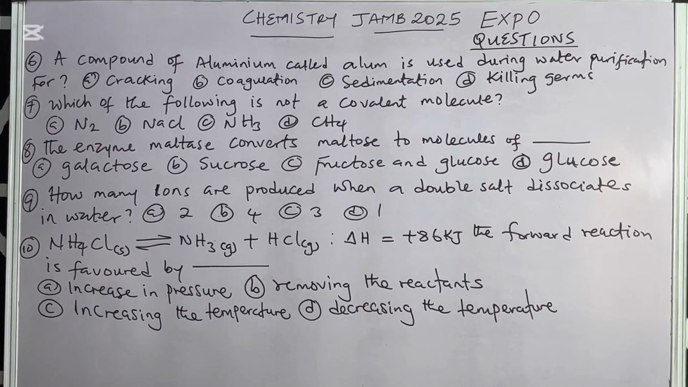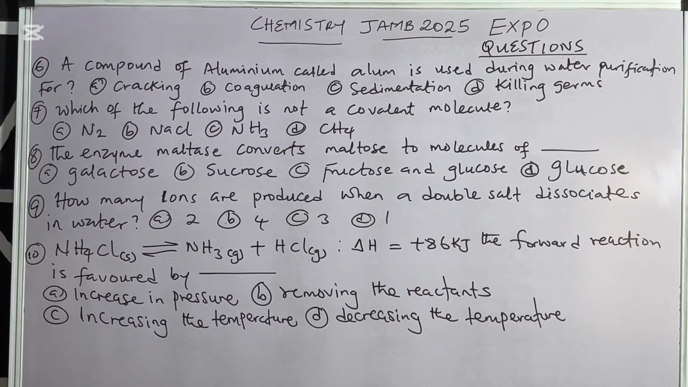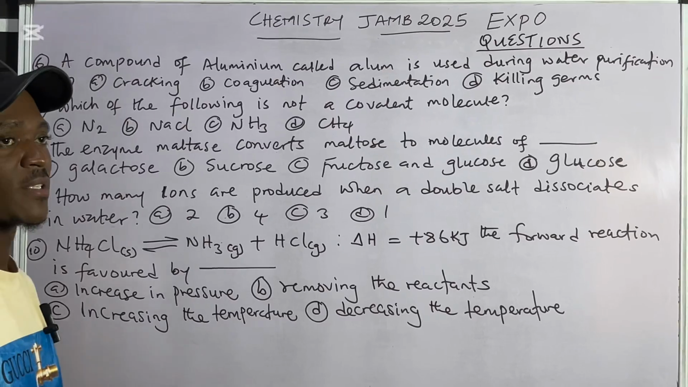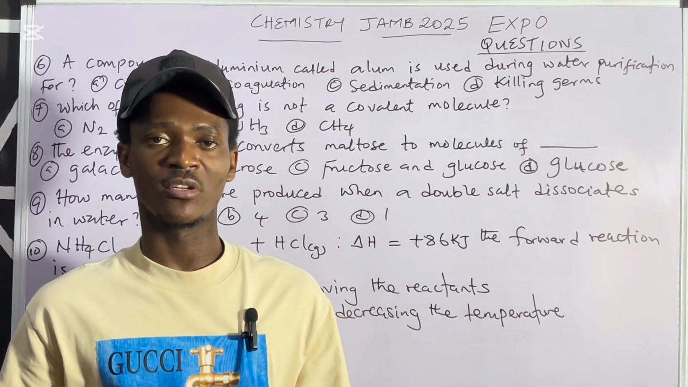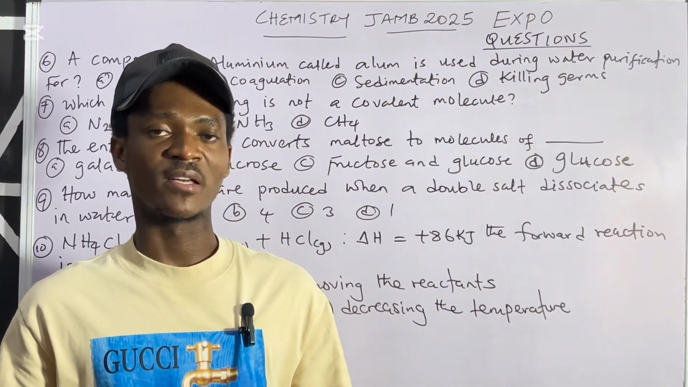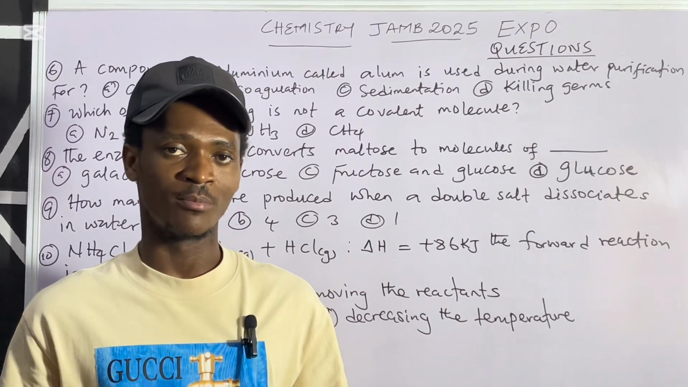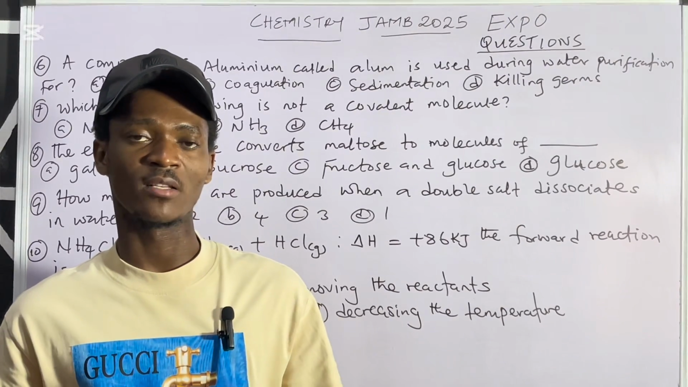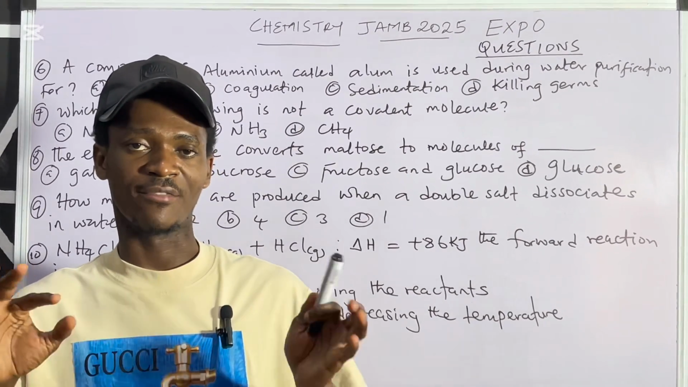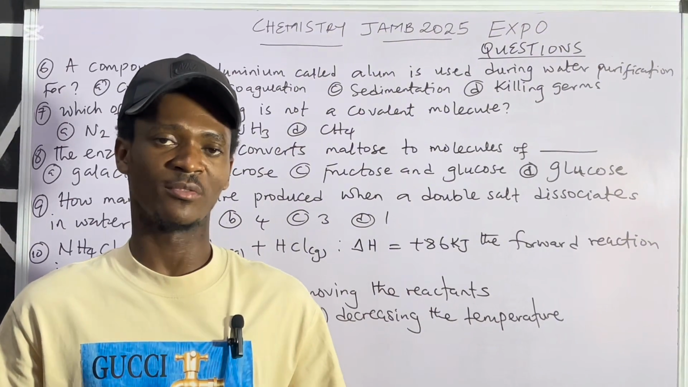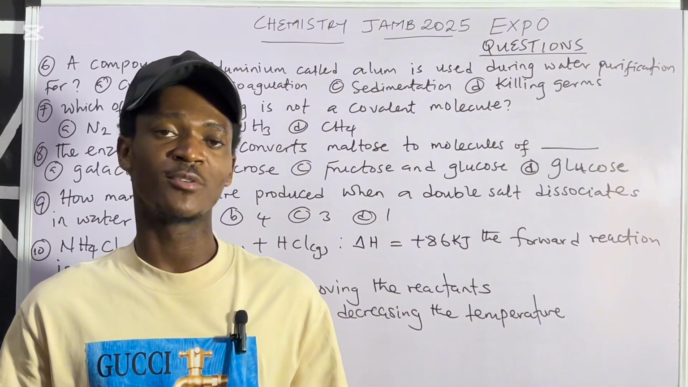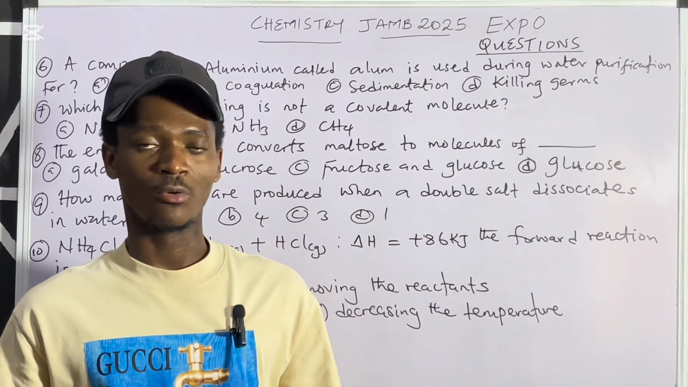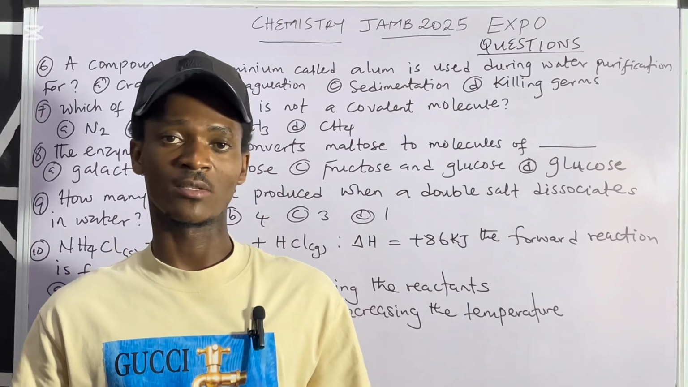Question 6. A compound of aluminium called alum is used during water purification for, now we have different steps of water treatment or water purification process. And what are some of these steps? The first is coagulation, which involves the addition of alum. And then the second is sedimentation, which involves subjection of the water into a settling tank in order to allow the fine particles or debris to settle properly at the bottom of the tank. Then after sedimentation, we have filtration, separating the clear water from the debris. And then we now have chlorination, which is addition of chlorine in order to kill germs.